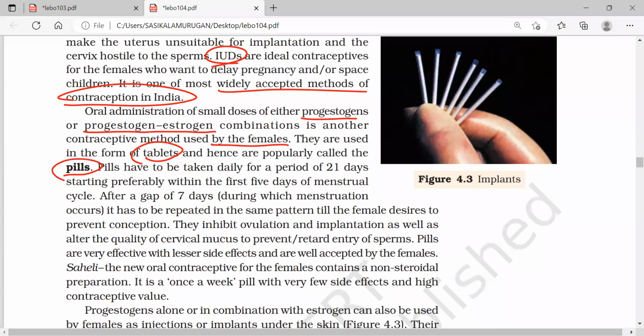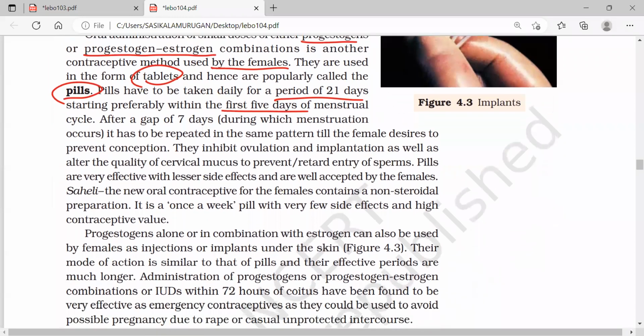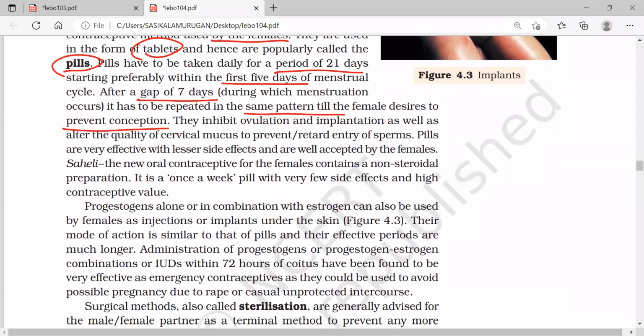Okay, so these pills have to be taken daily for 21 days, starting preferably within the first 5 days of the menstrual cycle. After a gap of 7 days, it has to be repeated in the same pattern till the female decides to prevent contraception. At the same time, they inhibit ovulation and implantation, as well as alter the quality of cervical mucus to retard entry of sperm.